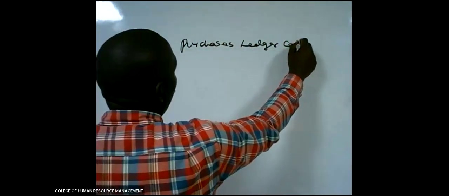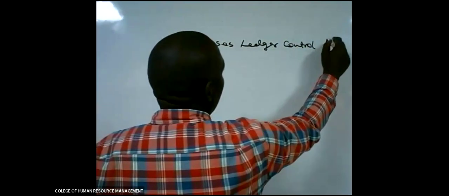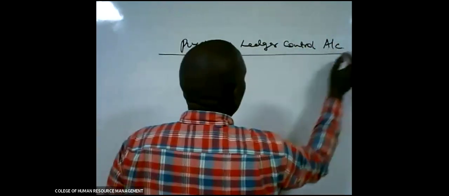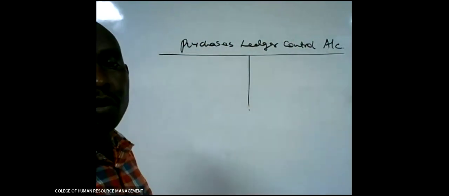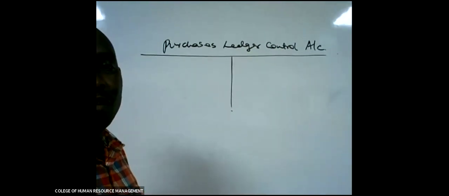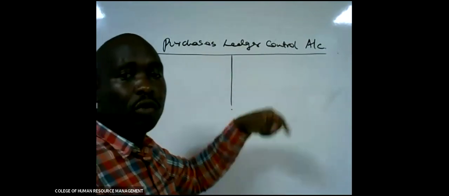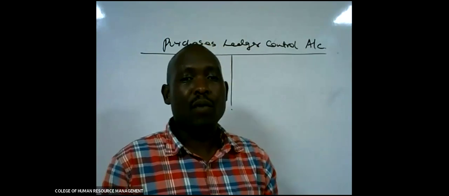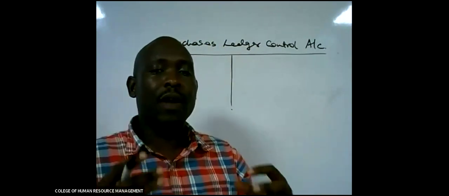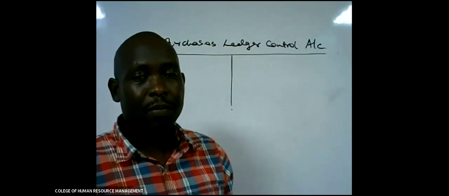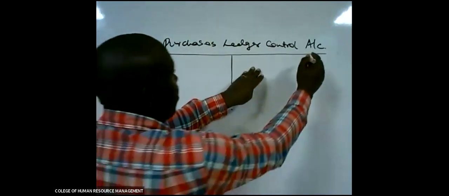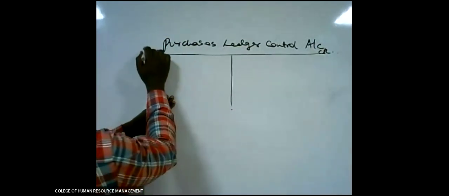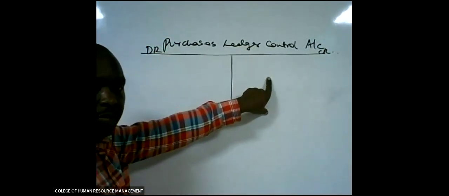The purchases ledger control account. Don't forget that this one controls the suppliers who are creditors. So this is like a liability account. It controls those people to whom we are supposed to pay, those we owe a certain amount of money simply because we acquired some goods on credit from them. So being a liability, an increase in liability we normally credit, a decrease in liability we normally debit.